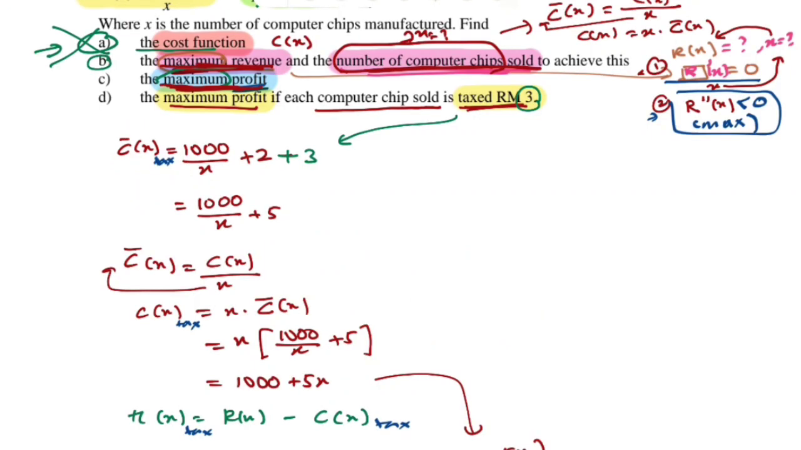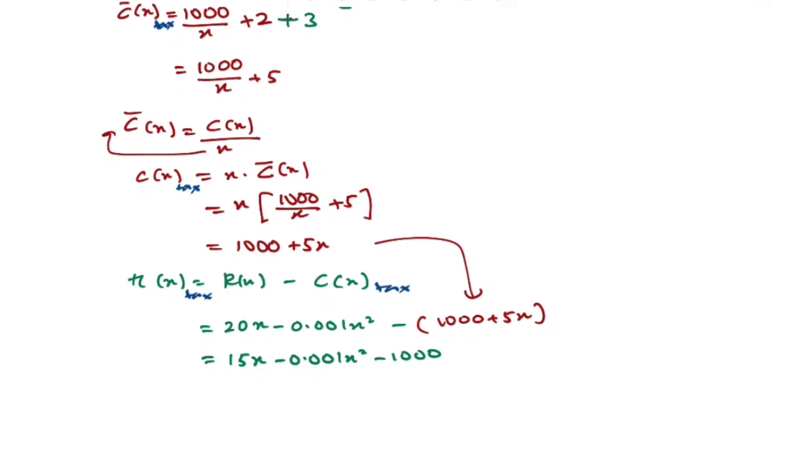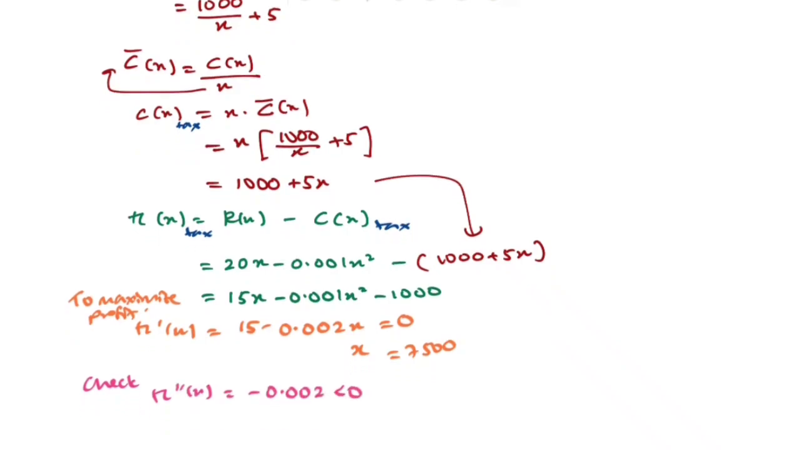Next, we want to find what is the maximum profit. So whenever you see the word maximum or maximize, this means we have to differentiate the function one time and then equate it to 0. Differentiate this profit function, equate it to 0, and find your value of x. Next, you must check. So differentiate this one more time, and the answer is less than 0. Write the conclusion that maximum profit exists.